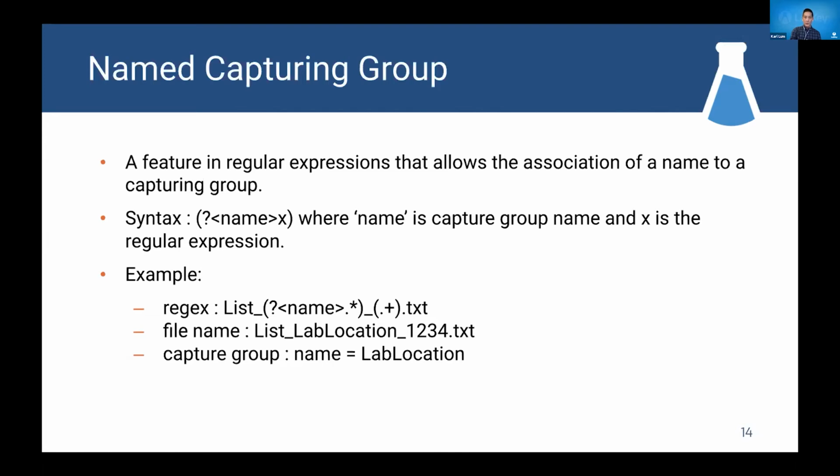As an example, look at this regular expression where we have the named capture group called name, following the list underscore prefix and ending with the underscore trailing whatever text file. If we present this name, the capture group would be lab location and the capture name would be name.